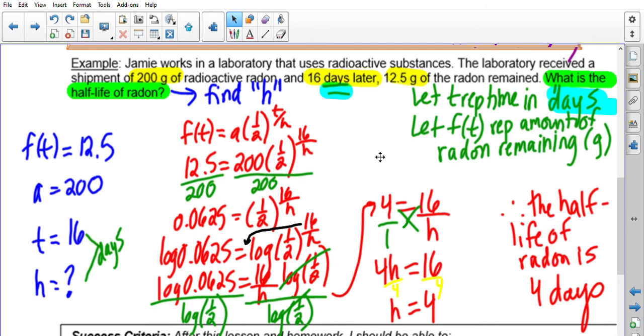And that is how we can solve exponential equations using some of our new methods.